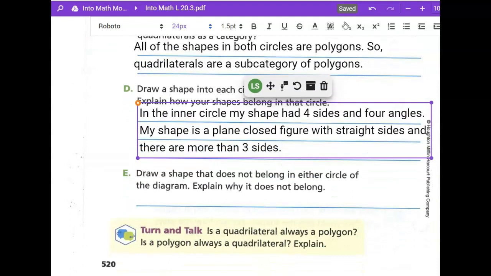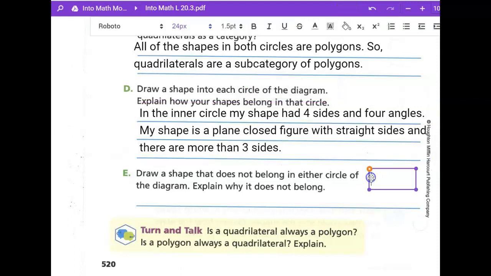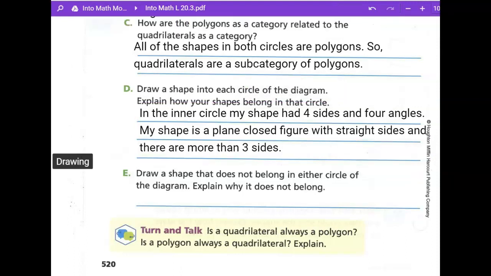And then the last one says to draw a shape that does not belong in either circle of the diagram. Explain why it does not belong. So one of the easiest things you could do would be, and we're going to draw it over here, to draw a shape that maybe isn't closed and it has a curved line instead of a straight line.